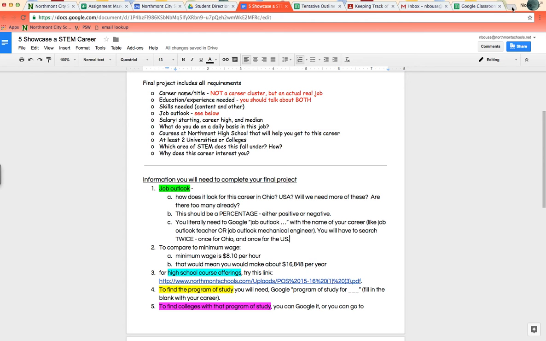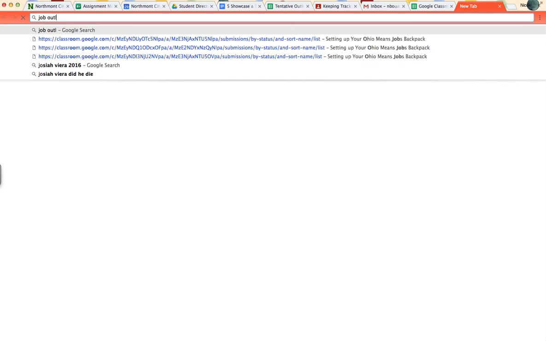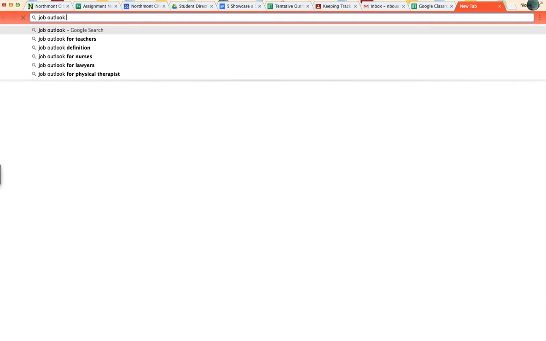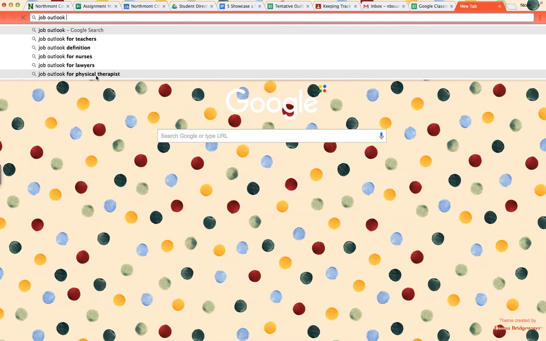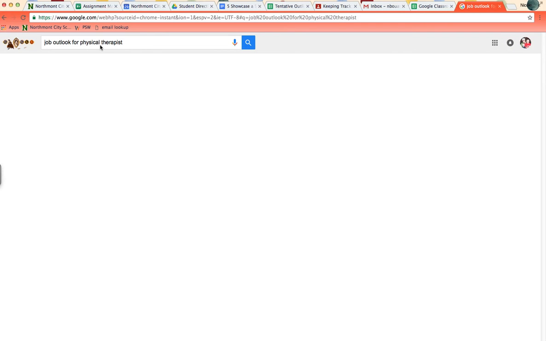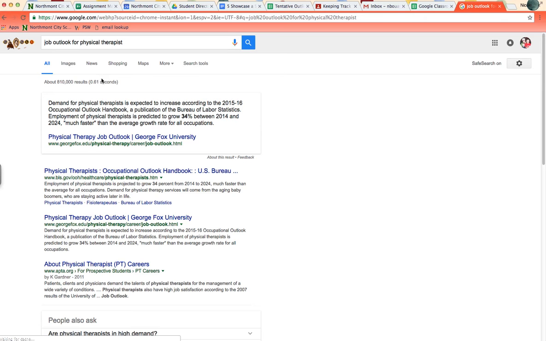literally just Google, job outlook with the name of your career. Okay, so mine is just giving me some, so I'm just going to pick one. Job outlook physical therapist. The word for is not required. It's not going to search for that word anyway, but it's auto-completing it for me, so I just went with that. All right, the pop-up section is not necessarily the best idea.